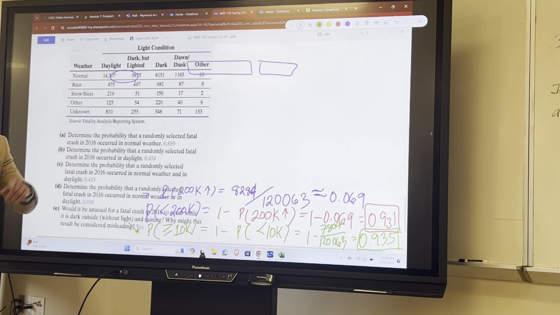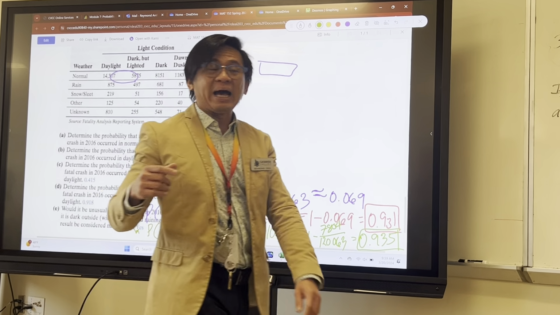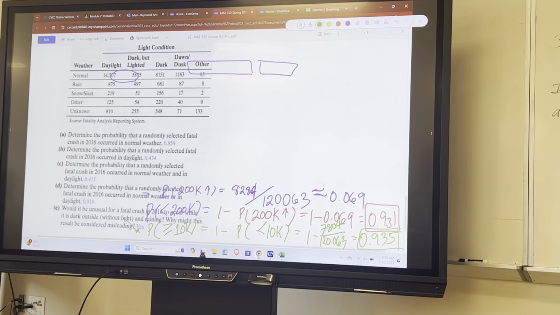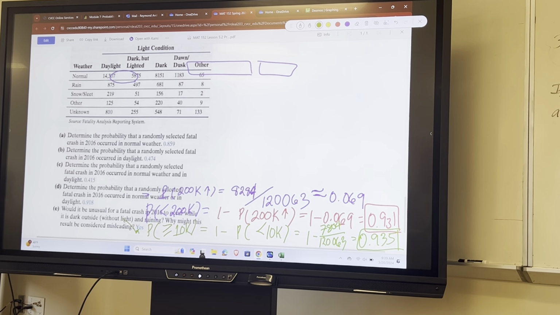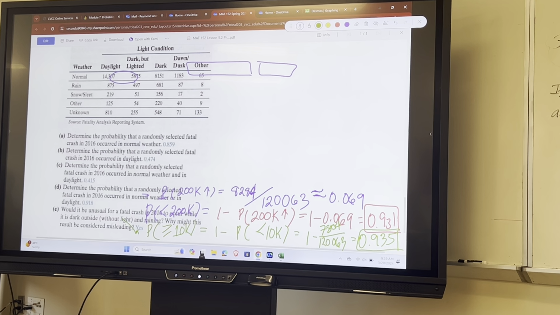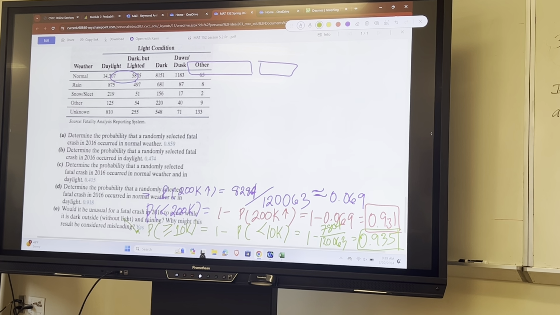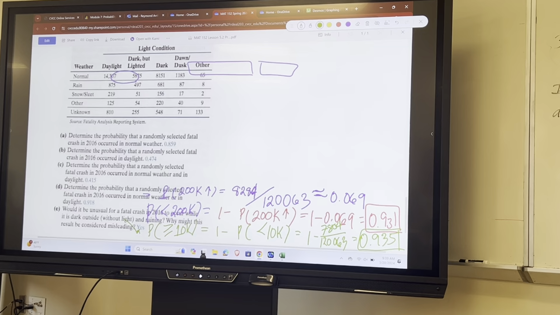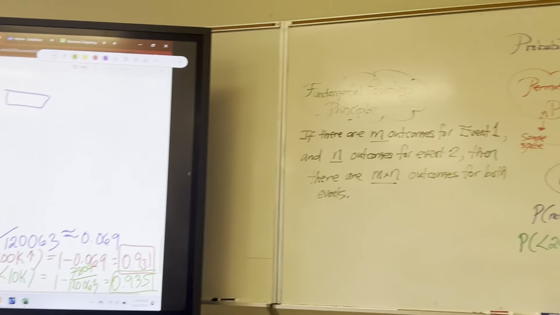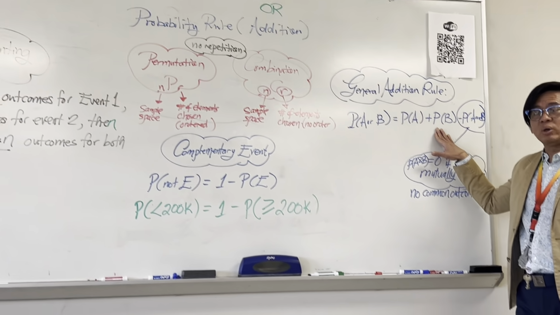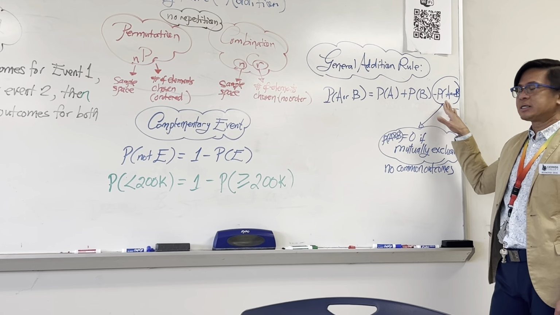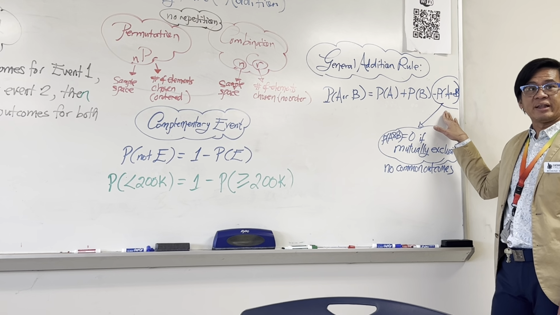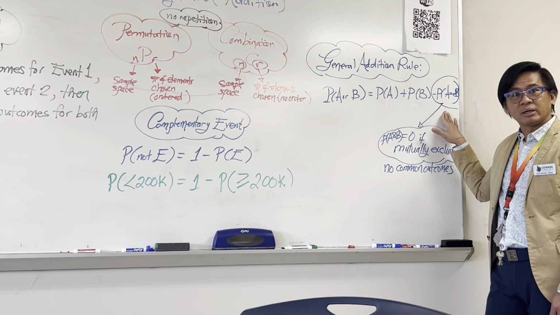Now, the last one is what we call our general addition rule. So check it out in here. What does it say? That the probability of event A or event B happening is equal to the probability that event A will happen plus the probability that event B will happen minus the probability that both events will happen.